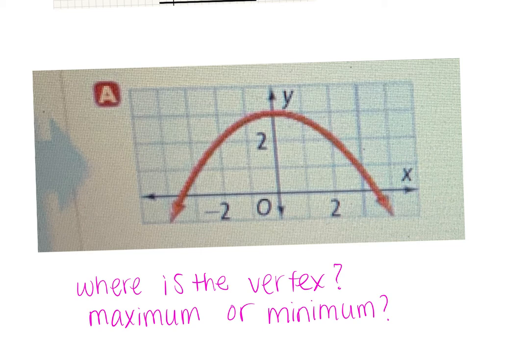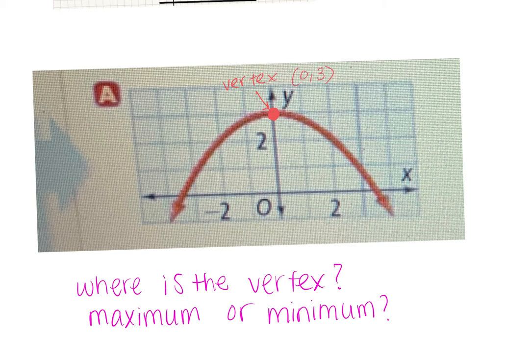Tessa? So it's going to be 0, comma 3, okay? This is what we call our vertex. It's where the graph changes direction. It's either a maximum or a minimum. Vertex, and this one is at 0, comma 3.